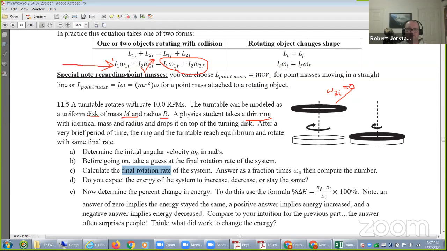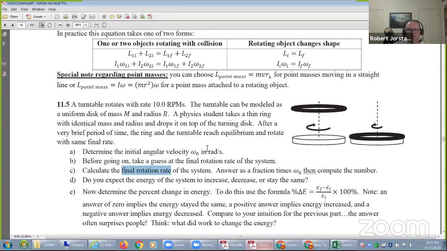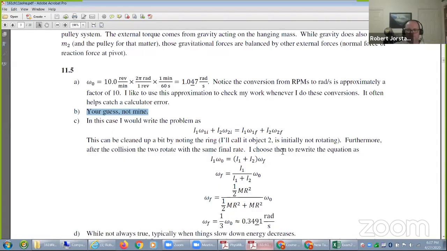Okay, so it's this equation. We know this number, we know this number, we know this, and we know that these two are the same. I should be able to get omega final. Let's try that and go over and look at it and see what I did. Okay, here's the problem. Now, object 2 is not initially rotating, so that one's going to drop out. That drops out. So I1, omega 1, and now we get this result.